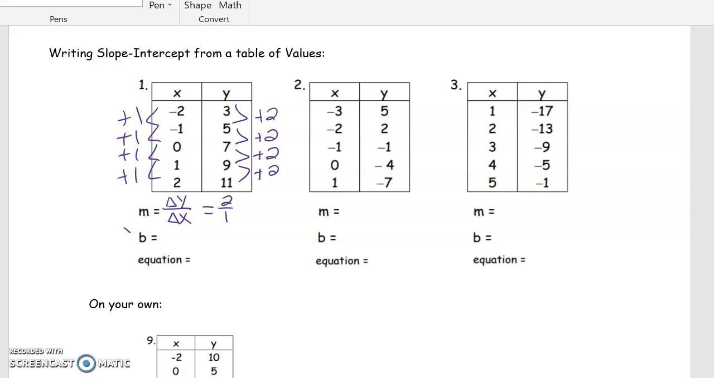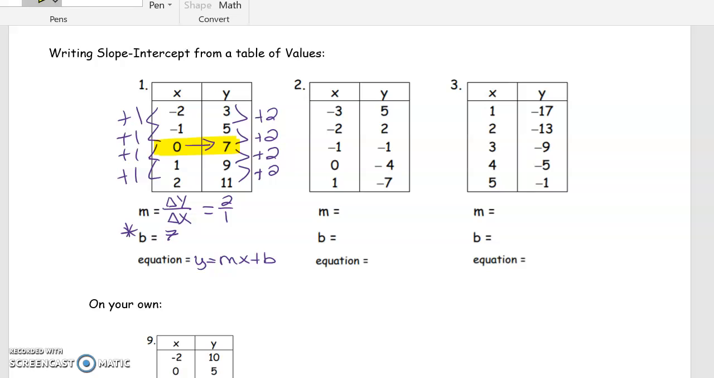Okay, now the new part for today is this b value and then writing the equation in slope-intercept form. All right, so our b value is always where our x is equal to 0. I said that in the beginning of our notes, but this is where it's very important. So from a table, you always want to find where x is equal to 0, and your y-intercept is the corresponding y value. So in this case, our b is going to be 7.